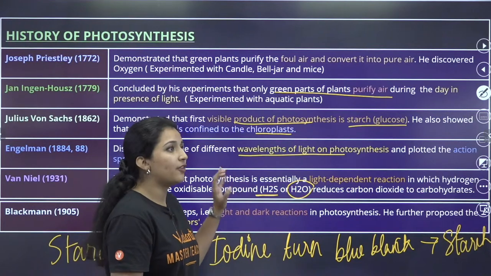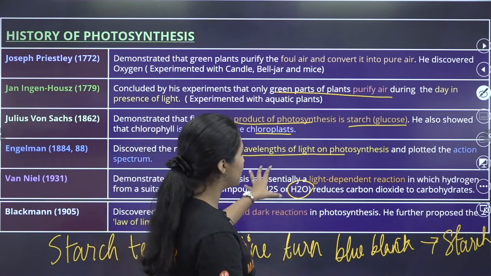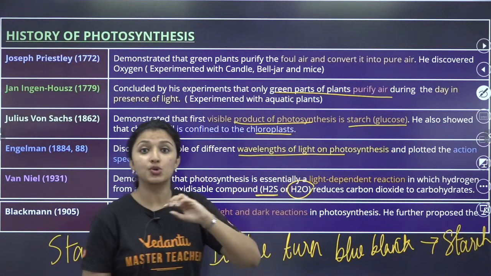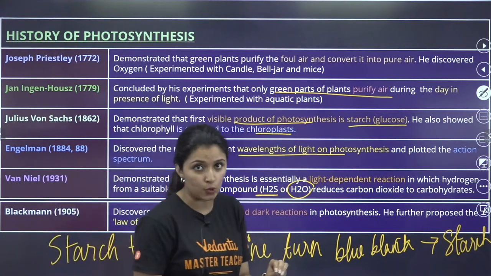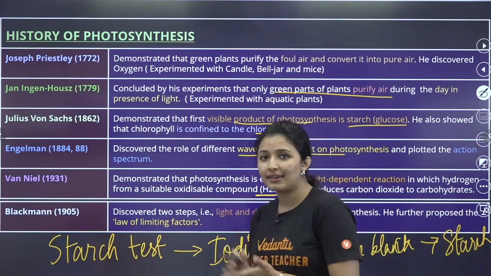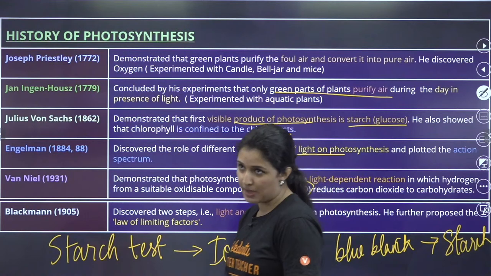Right, so he did that and he found that this hydrogen donor, H2O or H2S, is the one that is going to give out electrons also. When we learn light reaction, I will tell you properly. That is Cornelius Van Niel's experiment.